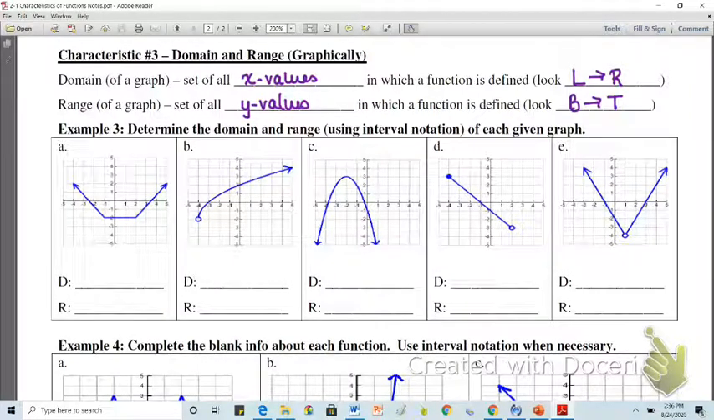So if I look at example 3A, what I'm asking myself is, is there a starting point? Is there a stopping point? Are there any holes? So as I look left to right, does it have a starting point? No. Does it have a stopping point? No. Are there any holes? No. If they are all no's, your domain is all real numbers, which is negative infinity to infinity.